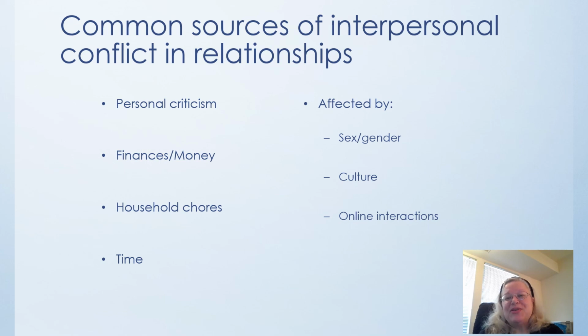Let's examine some common sources of conflict in our relationships with friends, family, loved ones, significant others. First, personal criticism. Remember, criticism means pointing out somebody's faults or flaws as you perceive them. That can give rise to defensiveness on the part of the other person, and that can escalate into a conflict. Criticism was one of the four horsemen we studied in the last chapter, and any of those four horsemen can give rise to interpersonal conflict.